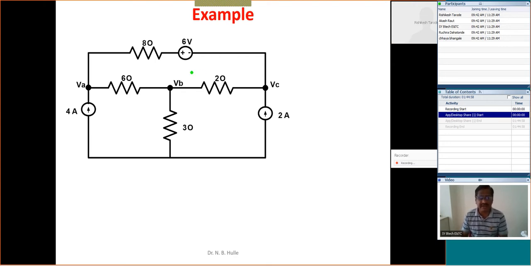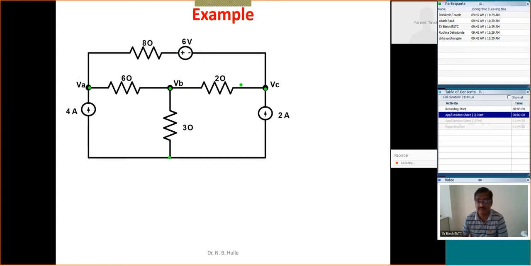This shows how many vertices we have and how many edges we have. Now this is one node, this is the second node, this is the third node, and this is the fourth node. Right? Then look at how many branches we have. This may be the first branch, second branch, third branch, fourth branch, fifth branch, and this is the sixth branch.